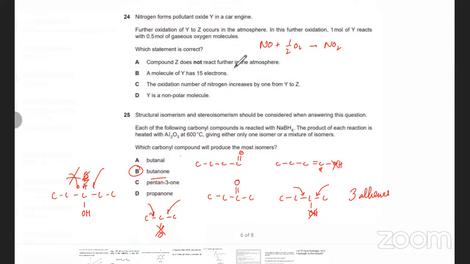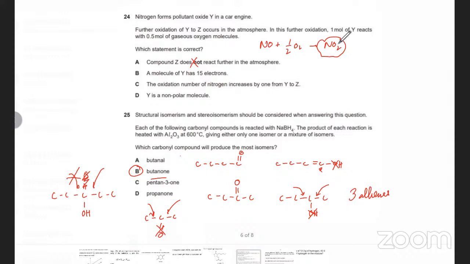Compound Z does not react further in the atmosphere. Does it or does it not? I think in the atmosphere it does react, because it forms acid rain. Even with water in the atmosphere, it would form nitric acid. So it forms acid rain. So I guess that one is wrong. Is that clear that in the atmosphere, this forms acid rain?